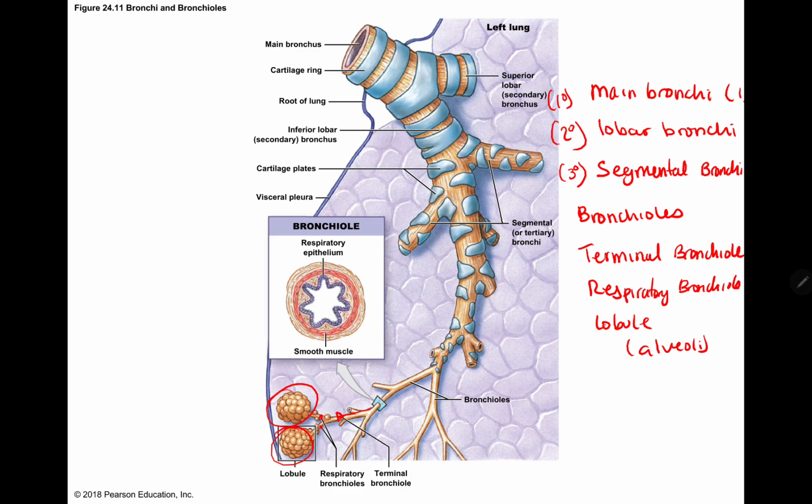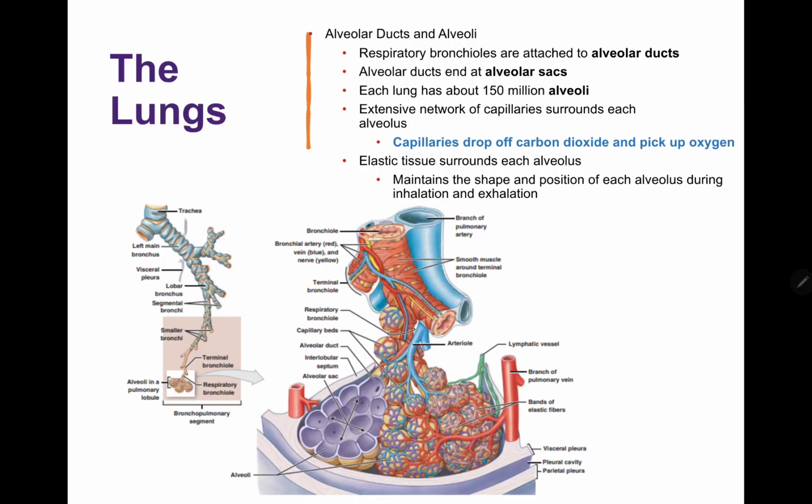So that's how the air is going to pass through. So once we're in that lobule, it's going to consist of alveoli or alveolus. So the respiratory bronchiole is going to be attached to these alveolar ducts. Notice how, number one, just look at how vascularized they are. These alveoli are super vascularized, which makes sense.